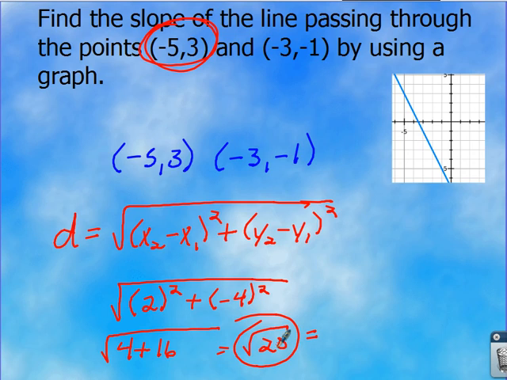Everybody sees it, right? Break the square root of 20 into the square root of 4 times the square root of 5. Listen as I do that. The square root of 4 times the square root of 5. They're simplified.